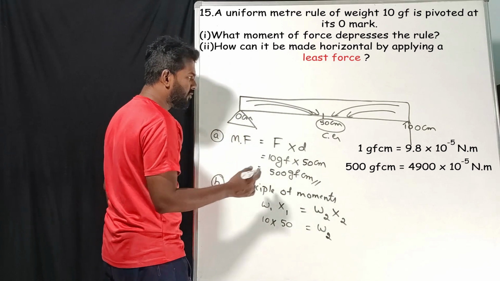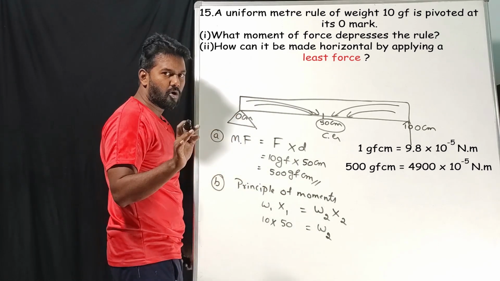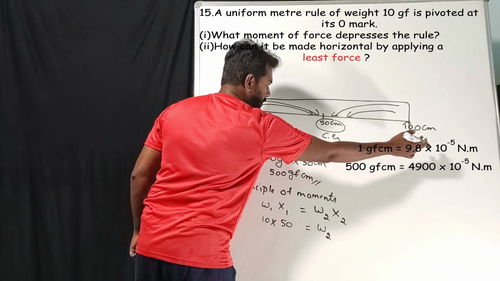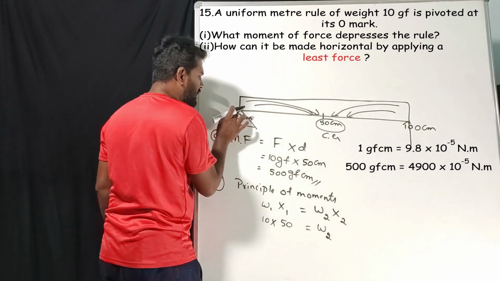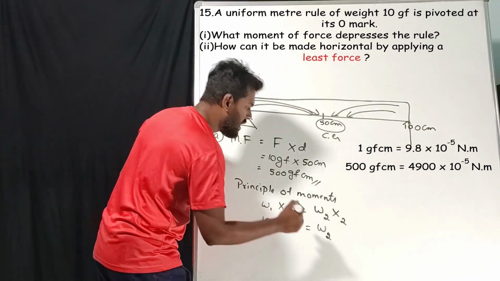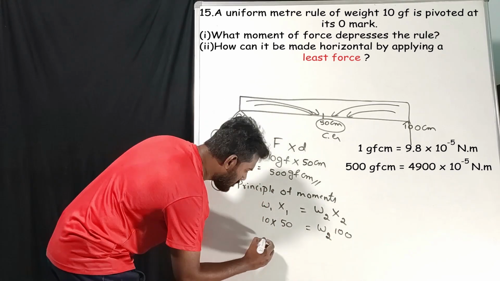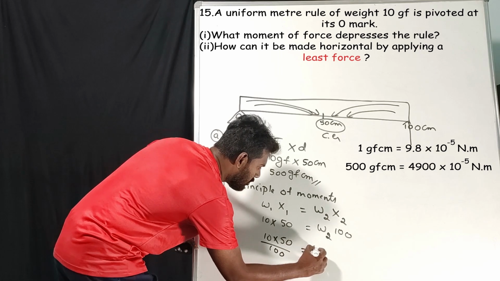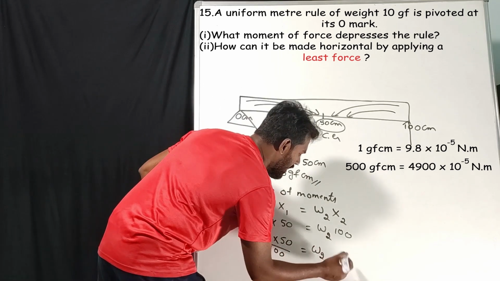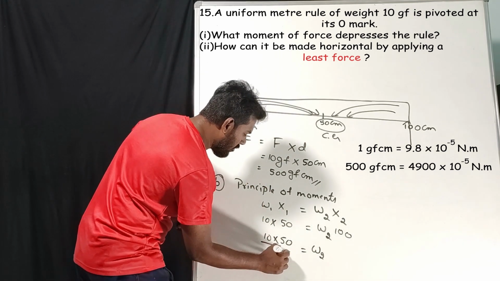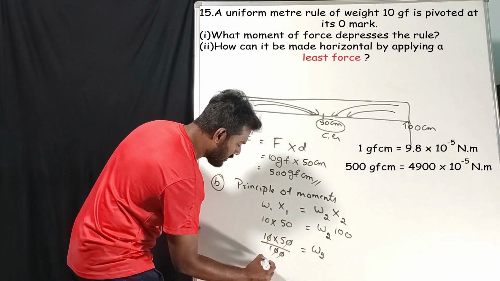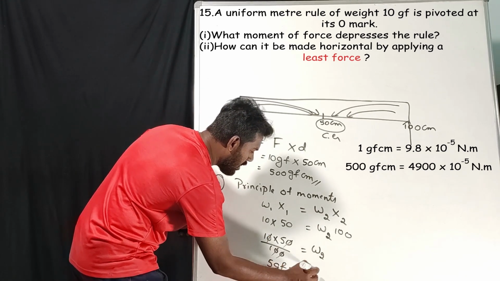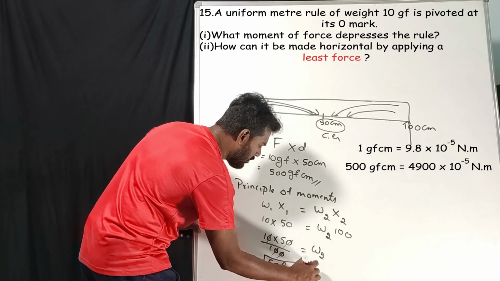Then X2. X2 will be from the fulcrum. You know, all the distances are calculated from the fulcrum. We are applying the force here, that is nothing but the load. From here to here, what is the distance? From 0 to 100, it is 100. So 10 into 50 by 100 is equal to W2. W2 is nothing but the minimum force. So 10, 10, 10, 10. The remaining thing is 5 gf, which is the minimum force we need to apply.